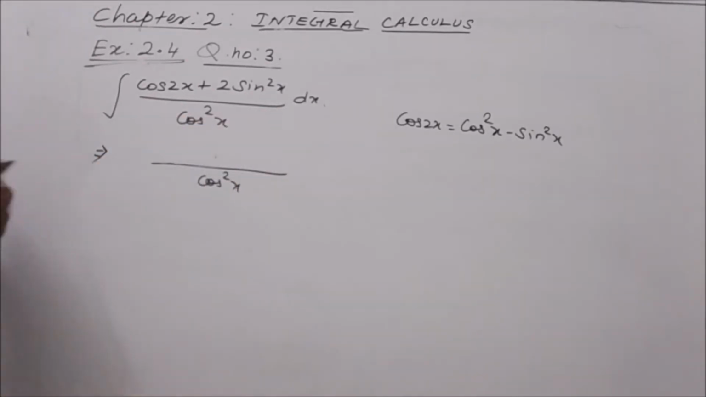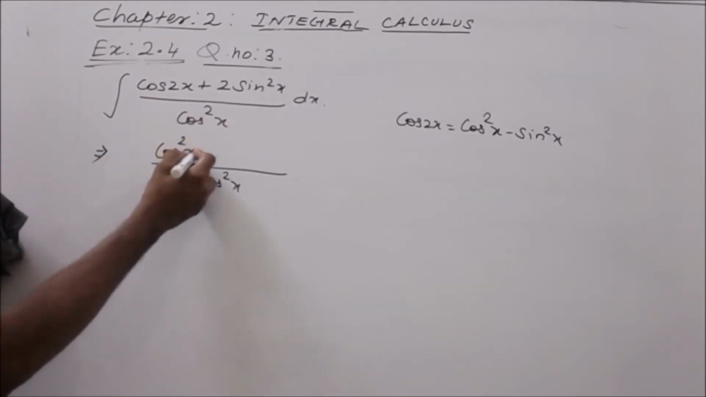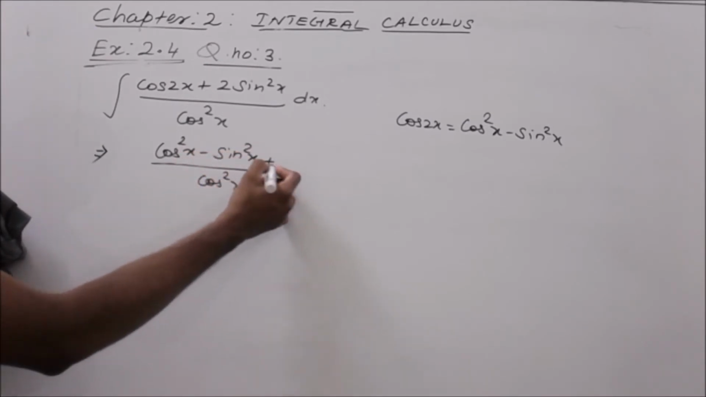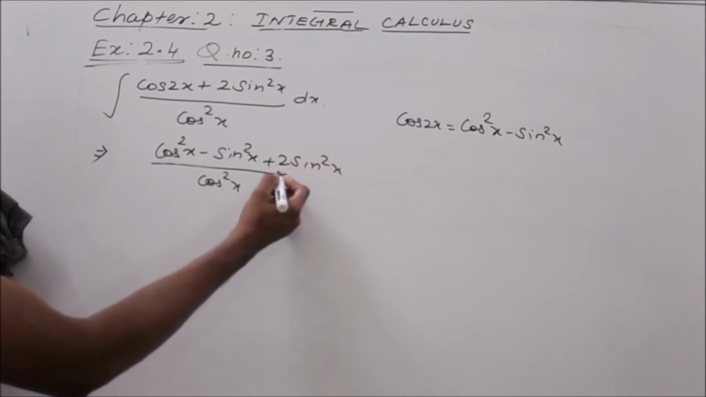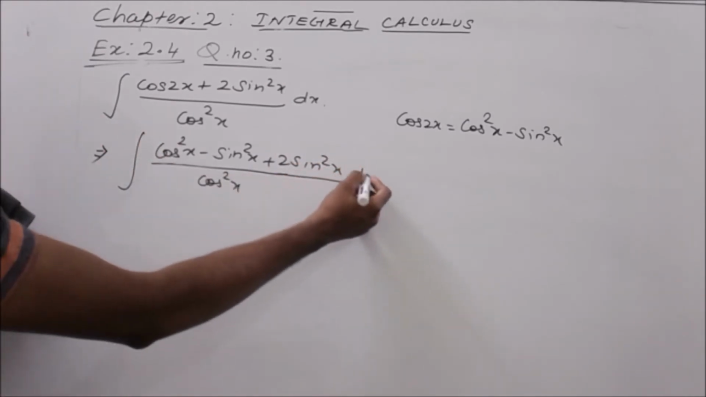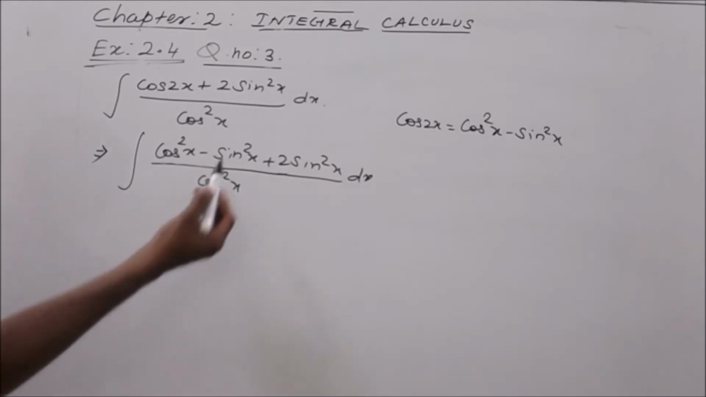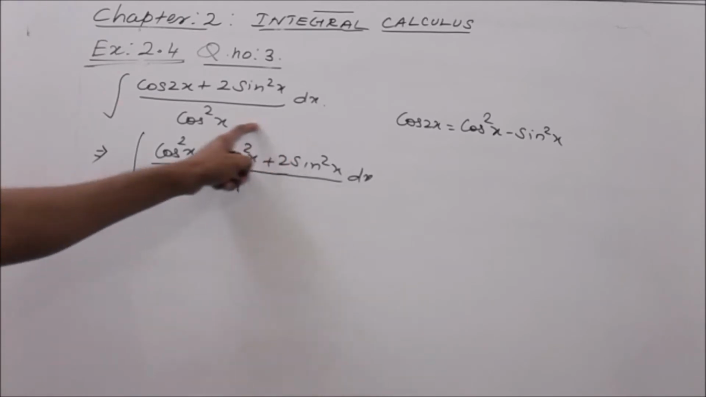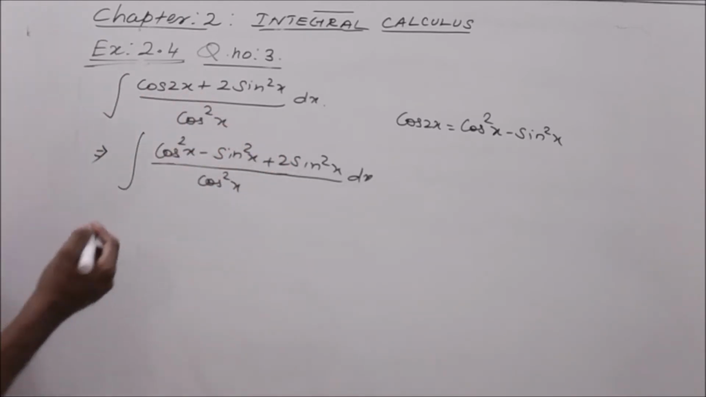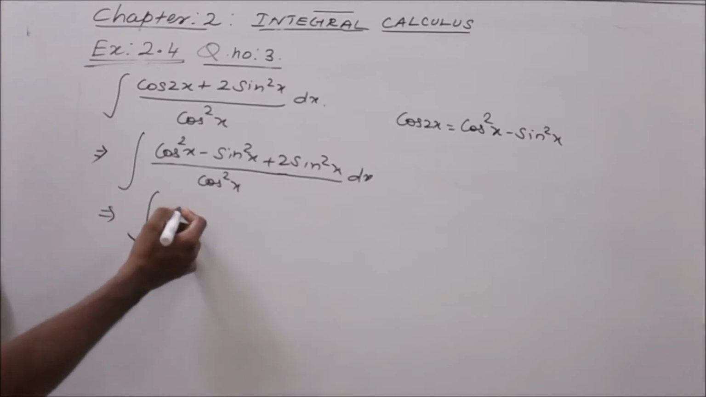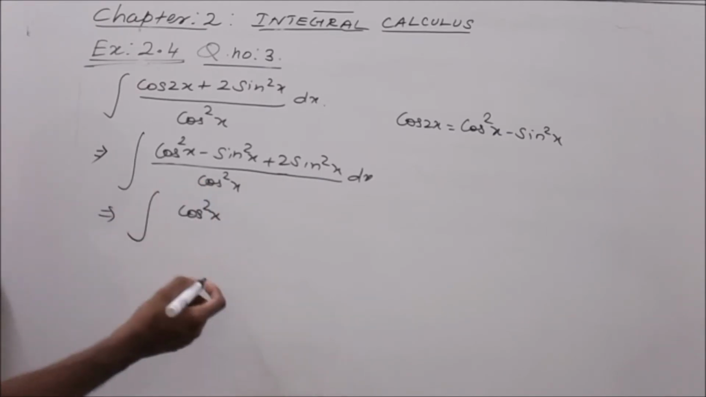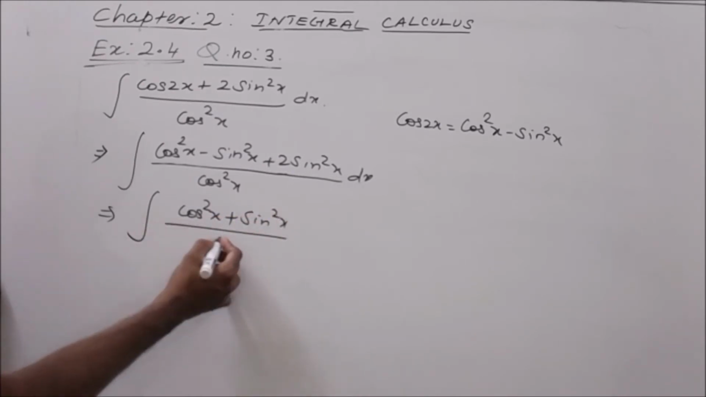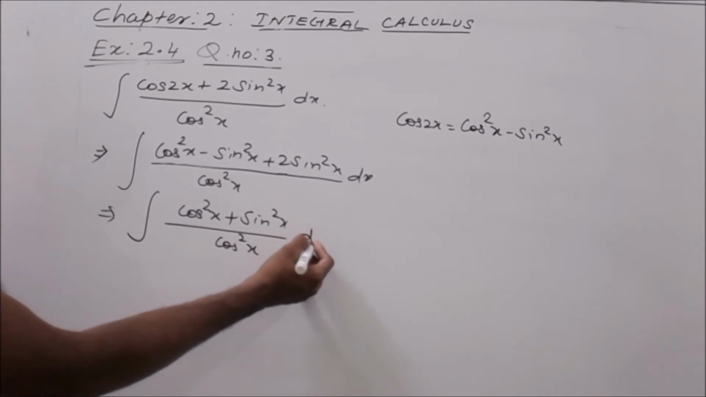Here we will have the integral of (cos square x minus sin square x plus 2 sin square x) dx. Look at these two terms, 2 sin square x minus sin square x. In total we have 1 sin square x. That implies integral of (cos square x plus sin square x) divided by cos square x dx.